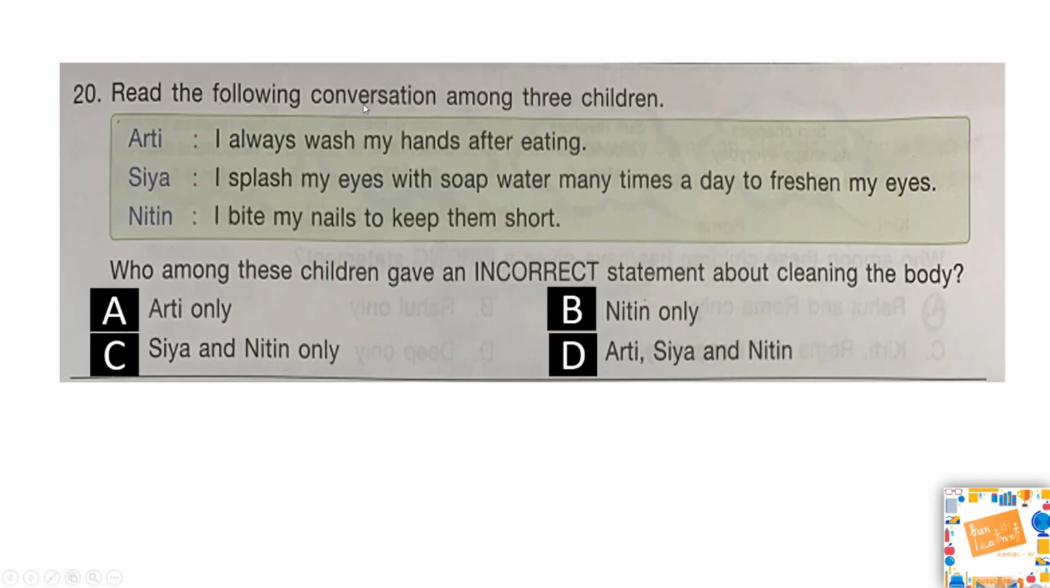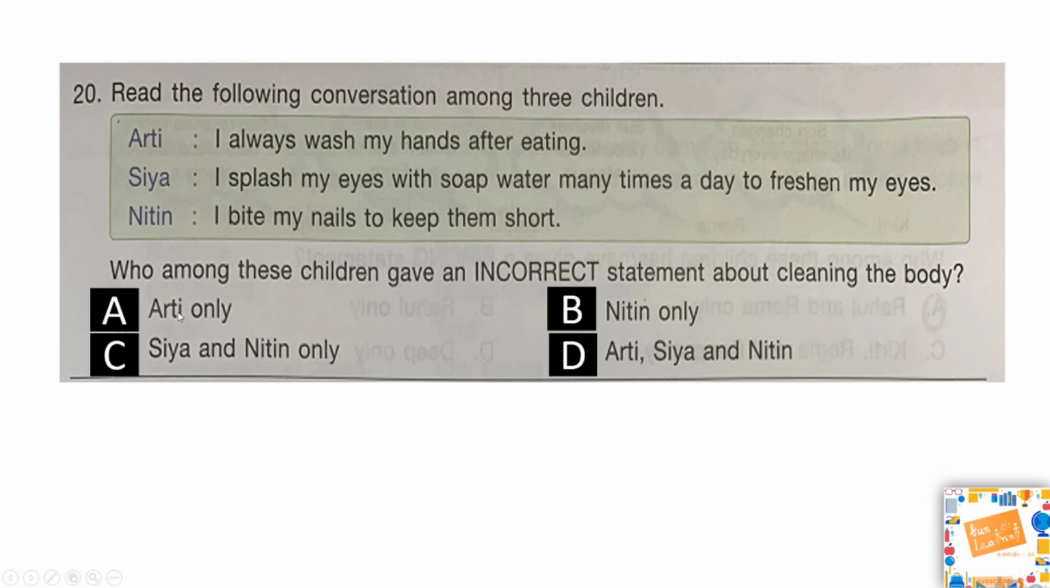Read the following conversation among three children. Aarti: I always wash my hands after eating. Sia: I splash my eyes with soap water many times a day to freshen my eyes. Nitin: I bite my nails to keep them short. Well, this is again a question on general awareness and good habits. So, who among these children have an incorrect statement about cleaning the body?